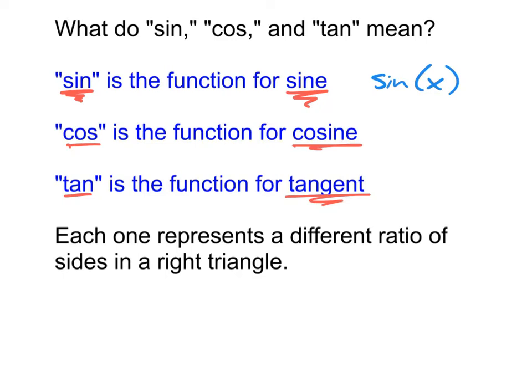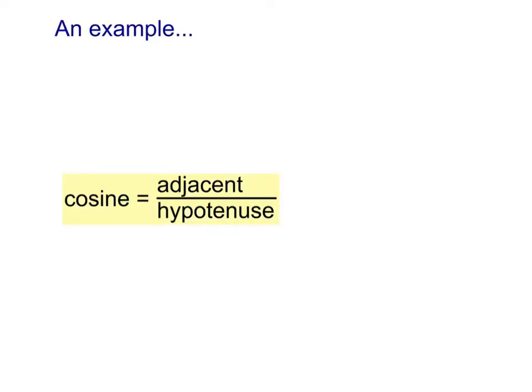Each one of these really represents a different ratio of sides in a right triangle. Let's take a look at what I mean there. So let's take a look specifically at what cosine is. Now cosine is defined as the ratio of the adjacent to the hypotenuse in any given triangle for a particular angle. So in this particular example, I'm going to use the fact that cosine of 60 degrees equals 0.5.